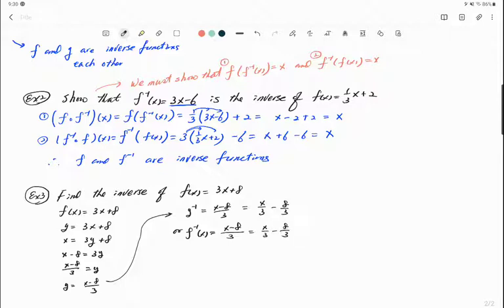Alright, so finding the inverse of a function is really simple. Replace f of x with the variable y, and then interchange the variables x and y, and then solve for y. And then finally, rewrite y with the inverse notation, y inverse, or f inverse of x.